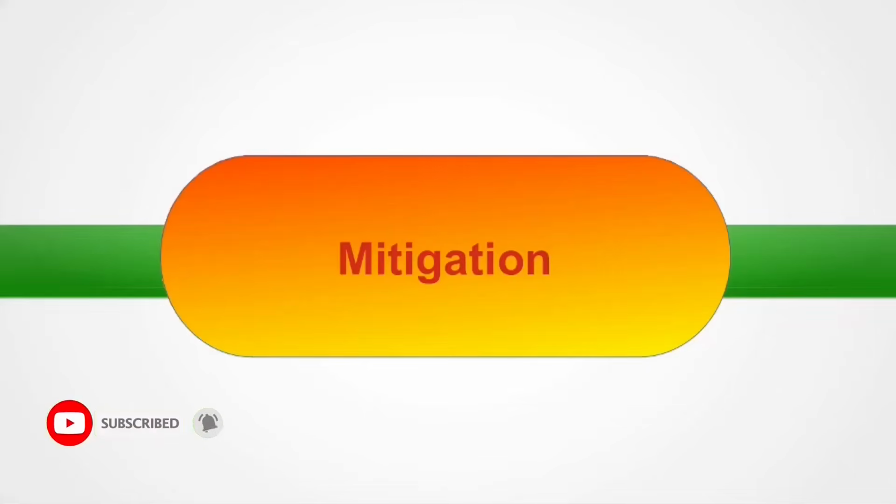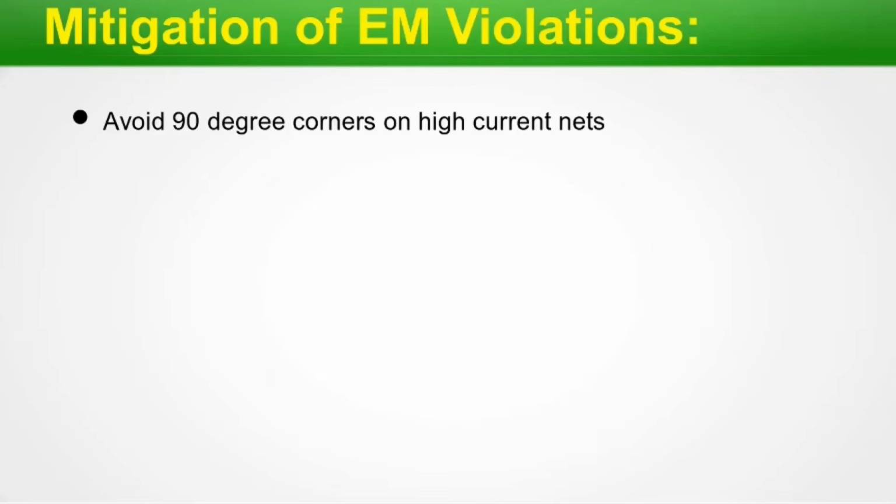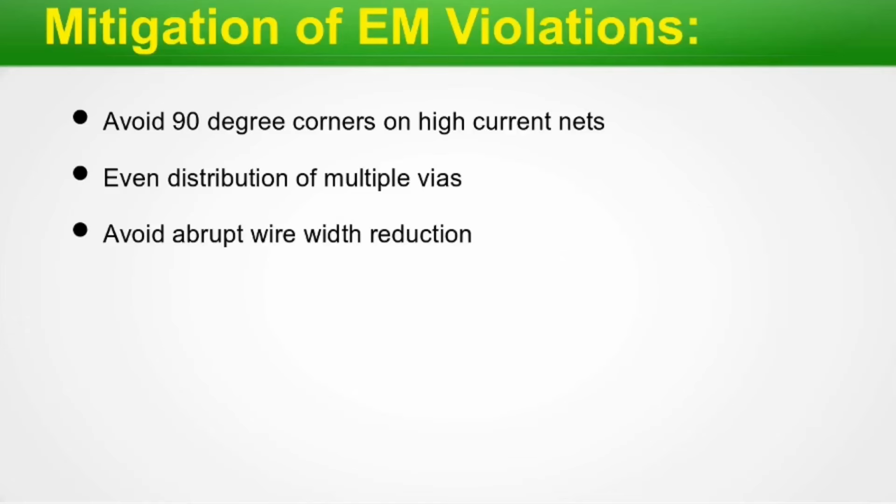Now we have discussed the EM, its physics, its detection methodology in both analog and digital. Now comes the mitigation part. The mitigation part is the same in either of the cases, because we have to make the changes in the layout. We have to avoid 90-degree corners on high current nets, and use even distribution of multiple vias. We have to avoid abrupt wire width reduction.